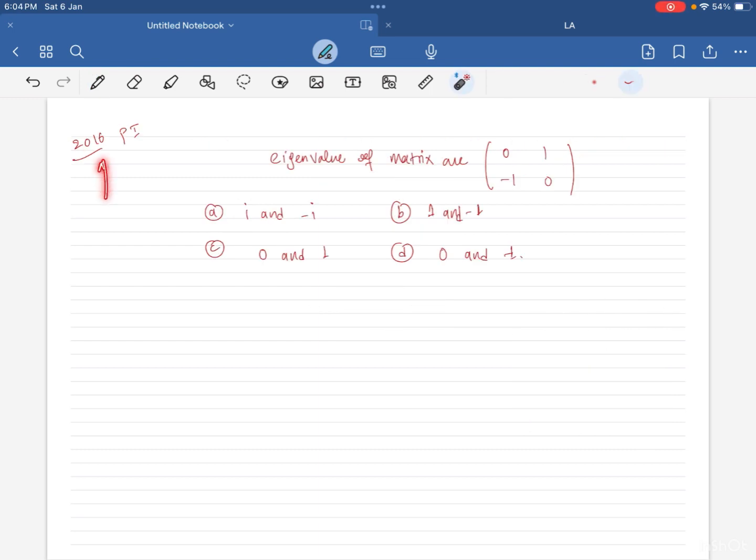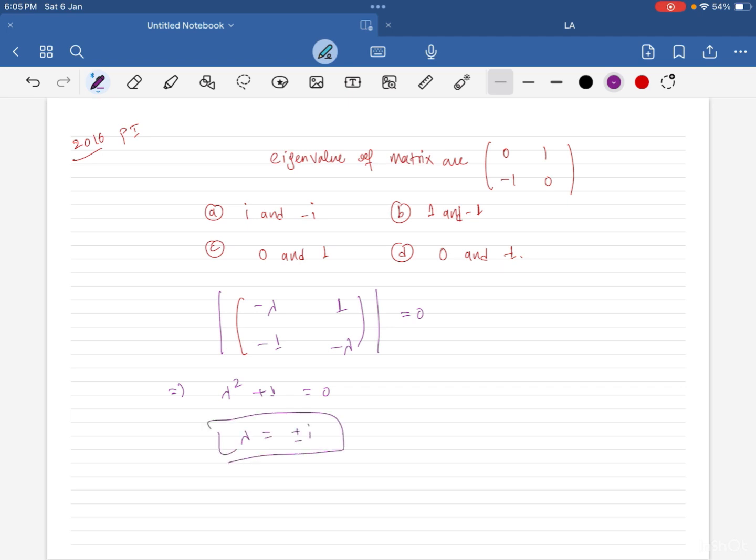So next question we have again from 2016 PI, and we have to find the eigenvalue of this matrix. We have been given these options, so let's do that. To find the eigenvalue, we will find the determinant of [0 minus lambda, 1; minus 1, 0 minus lambda], that should be equal to 0. So lambda square plus 1 should be equal to 0. So from here lambda is equal to plus minus i. So the correct answer is A.